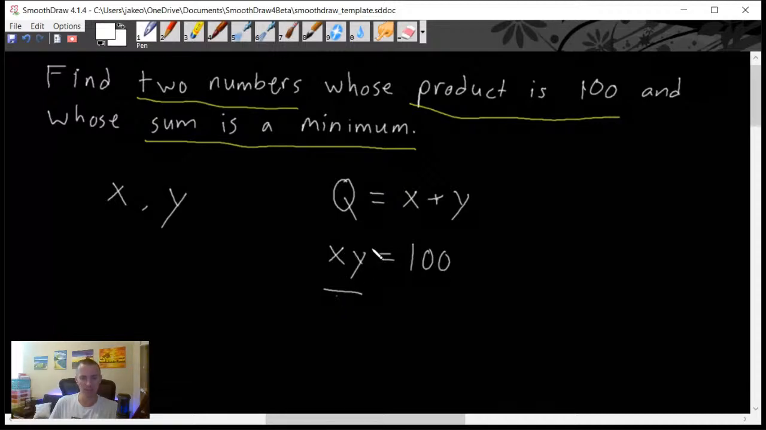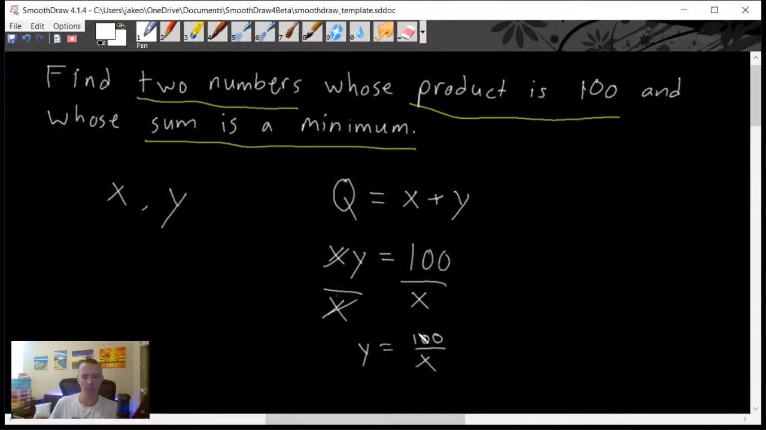But in this case, I can tell you it's not going to be easier or harder to solve for x or y. So let's just go ahead and solve for y. To get the x over to the other side of the equation, we would just divide both sides by x. The x is going to cancel there, and we're just going to get y equals 100 over x.